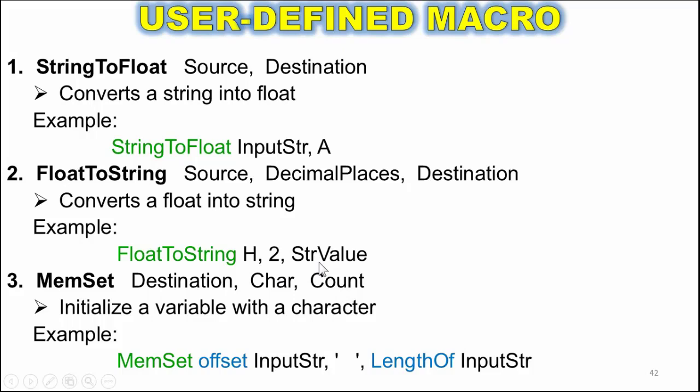The macro memset destination char count initializes a variable with a character. For example, memset offset input str space character length of the variable input str initializes the variable input str with space characters, and the number of space characters depends on the length of the input str.